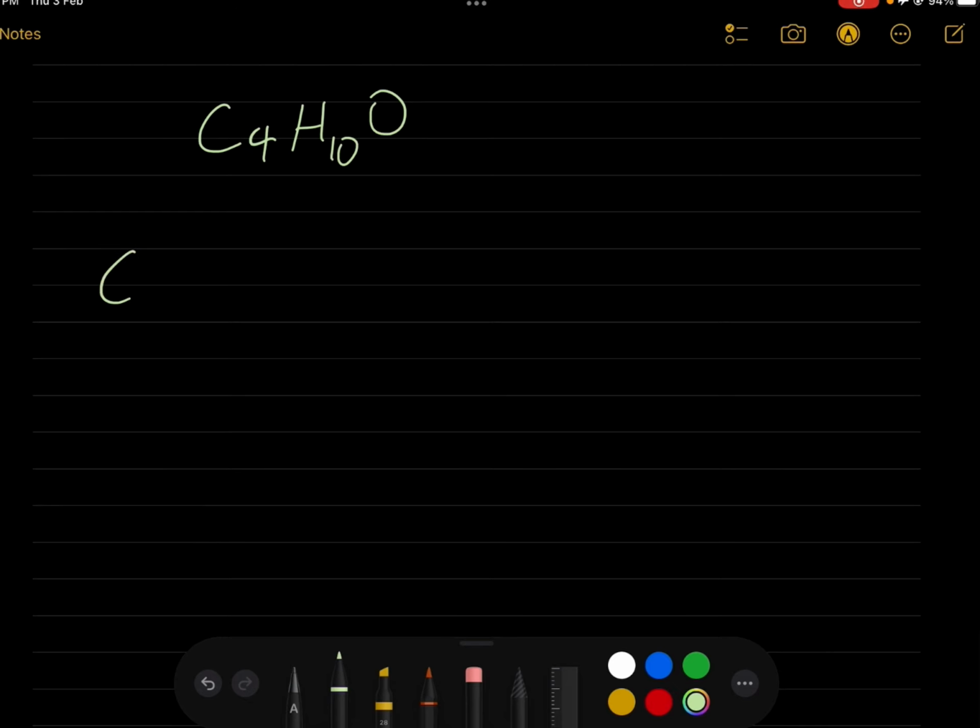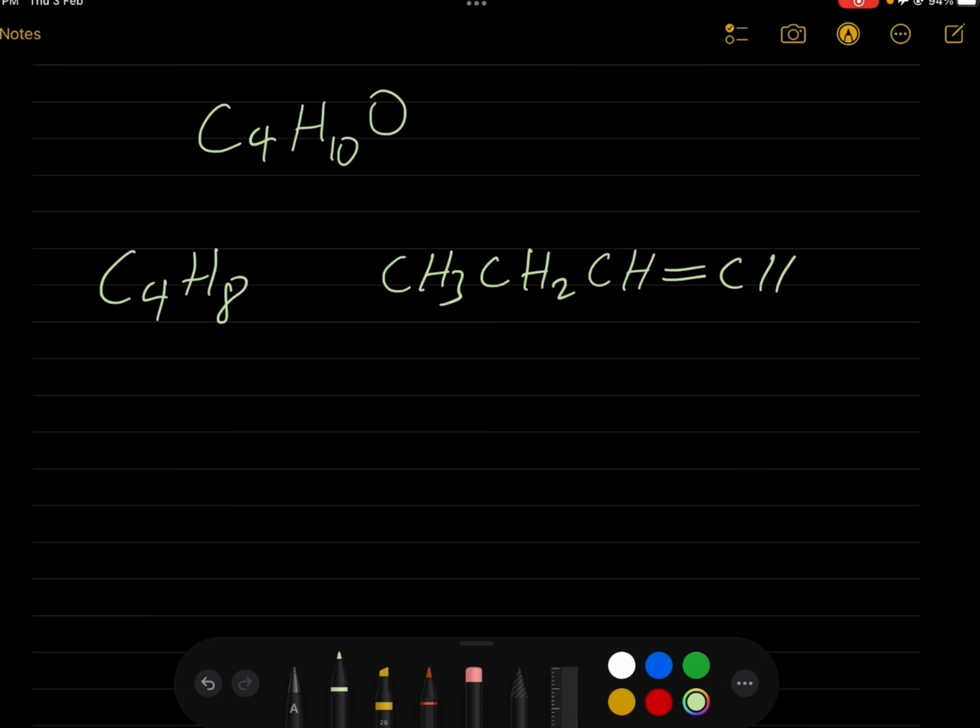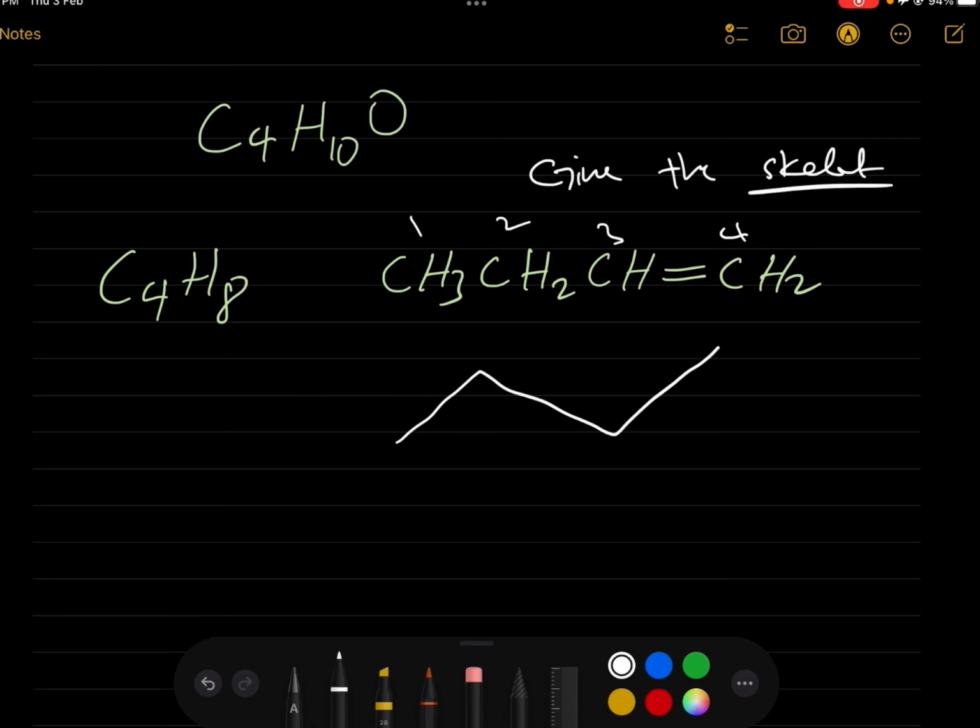Let's take another one where we have a double bond. Let's say we have C4H8, like CH3, CH2, CH double bond, CH2. My question is, give the skeletal formula. First of all, you will start counting the number of atoms: 1, 2, 3, 4. Where is the double bond? It's between carbon 1 and carbon 2. Then you will do it like this. So this one is the same as this.